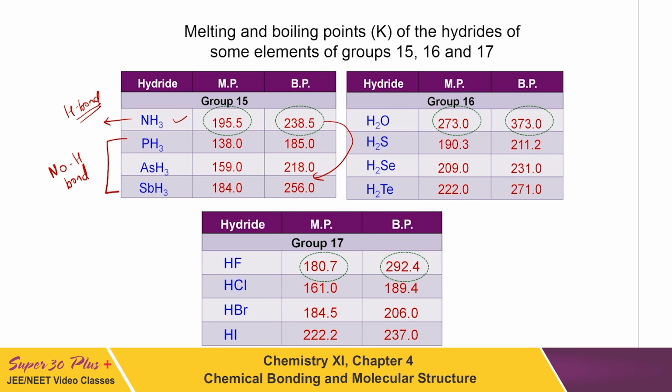The same thing happens with the halogen, and the same thing happens with members of the oxygen family. Because of the first member, here only H2O can form H bond, the rest cannot form H bond. Here also only HF can form H bond; HCl, HBr, HI have no H bond. So their melting and boiling points are less.